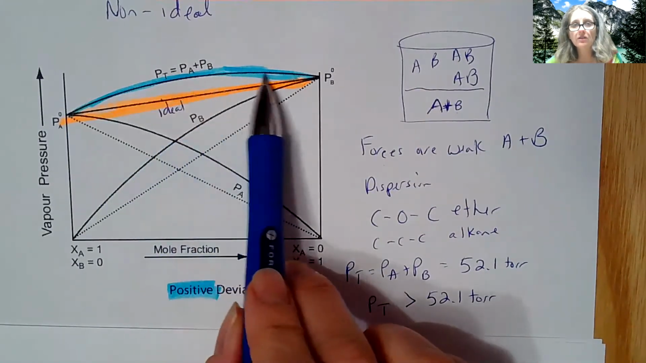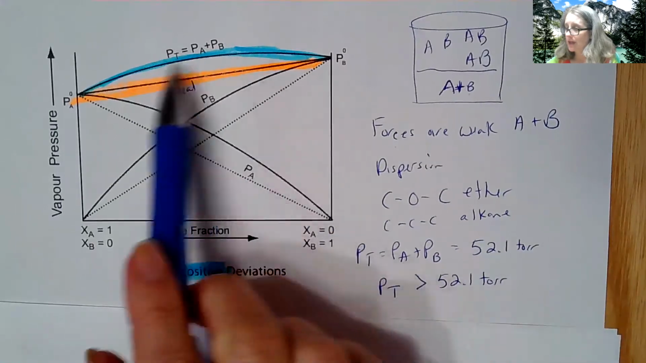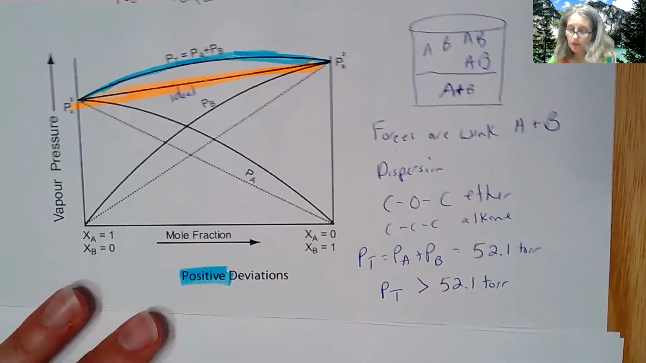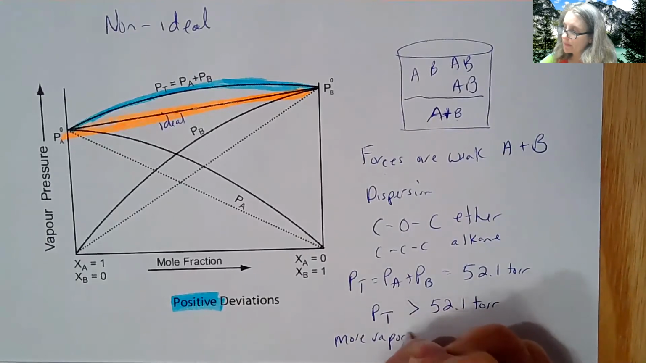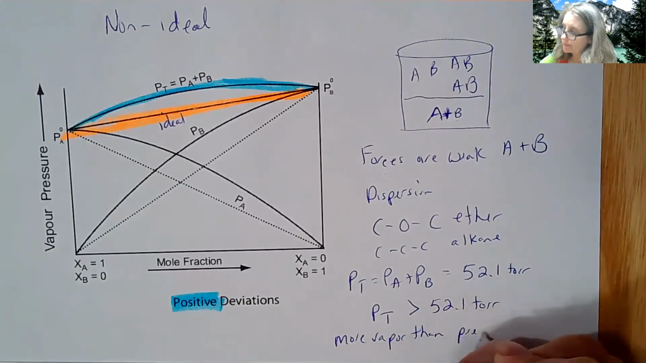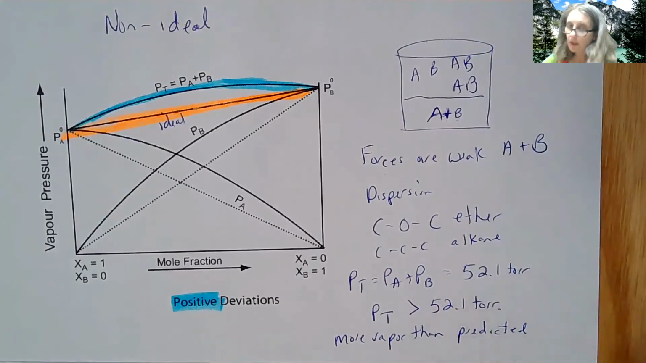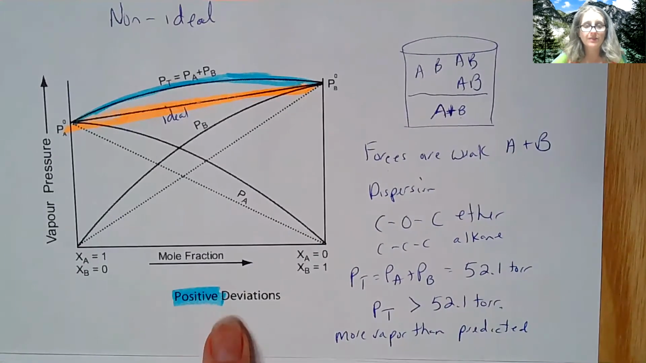Okay, so that's why it slopes up, and we have that curvature there. Okay, so there is more vapor, write down more vapor than predicted. Okay, because it has what we call a positive deviation.